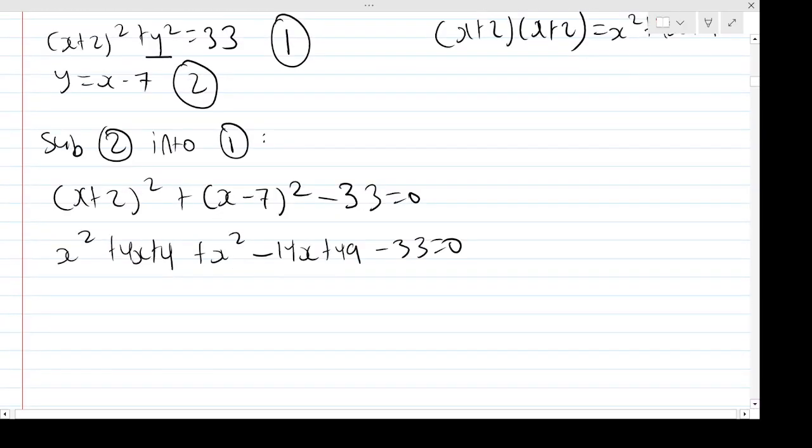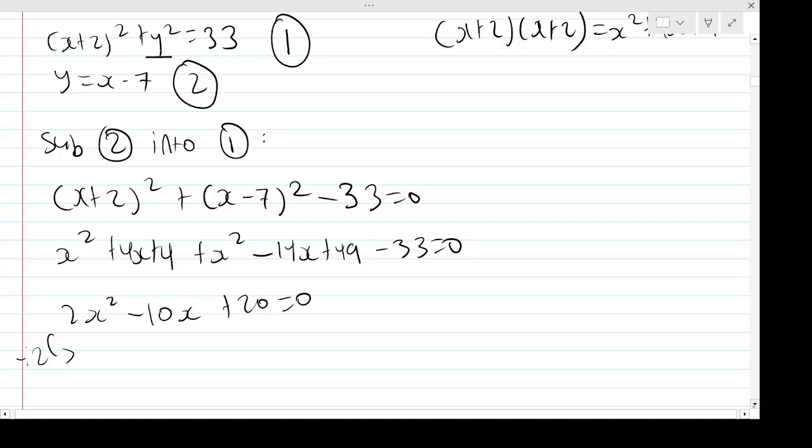Then we can just collect all the terms together. So x squared, then another x squared would be 2x squared. Then we have a 4x and a minus 14x, that'd be minus 10x. Then I have a plus 4 plus 49 and a minus 33. Well, 4 plus 49 minus 33 gets me plus 20 equals 0. Again, let me just simplify it. You can put it in the calculator at this point, but I don't recommend just putting it into the quadratic equation solver function in your calculator.